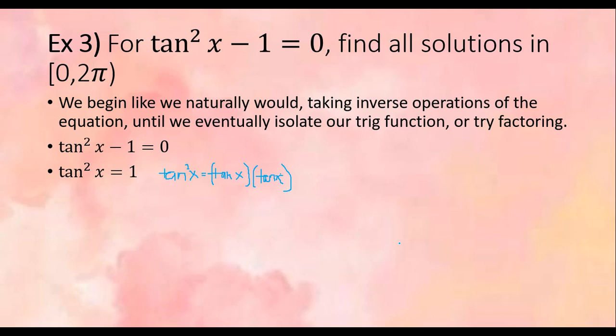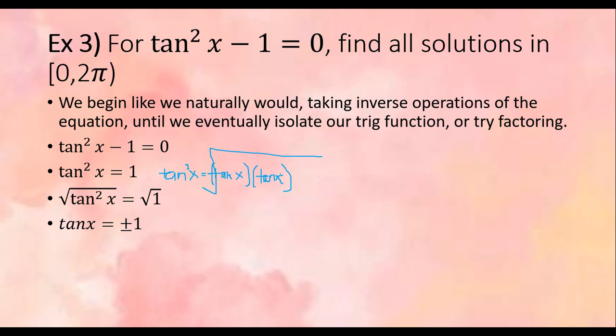So the only way I can undo that, I'm trying to use inverse operations. Inverse operations undo algebra. And I'm going to have to take the square root of both sides. If I take the square root of tangent squared x, if I took the square root of two things multiplied, I'm just left with tangent. And the square root of 1 is, well, plus or minus 1.